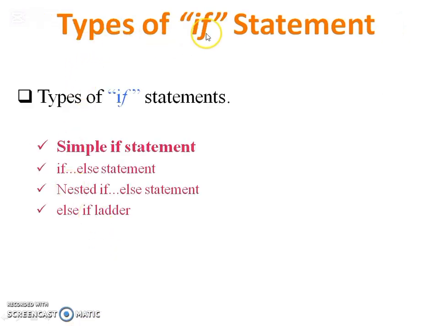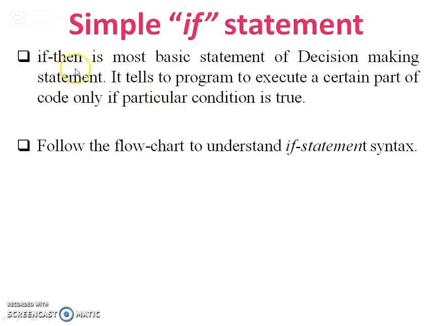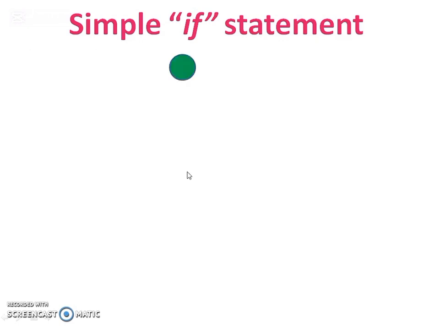There are a few types of if statement, that is simple if statement, if else statement, nested if else, and the if ladder. Simple if, also known as the if then control structure, is the most basic decision statement. It tells the program to execute a certain part of code only if a particular condition is true.